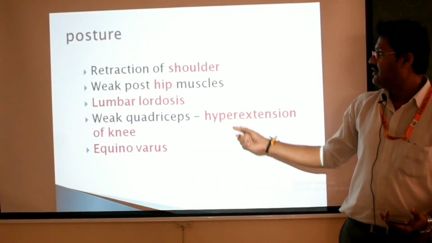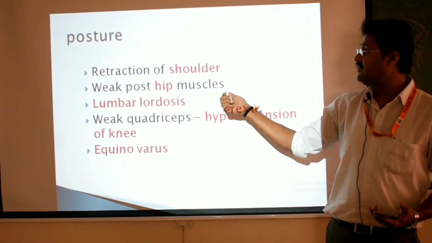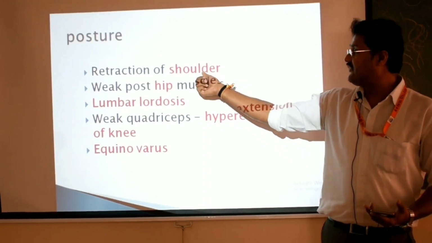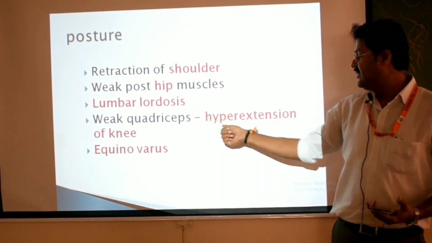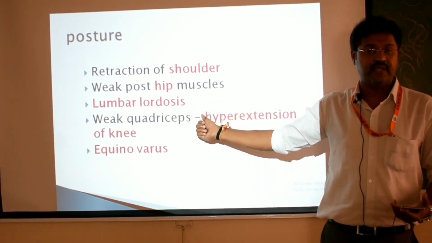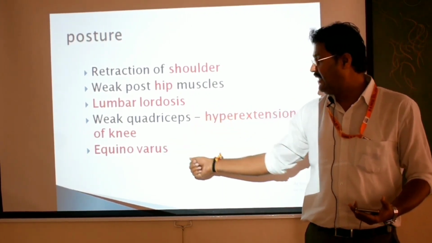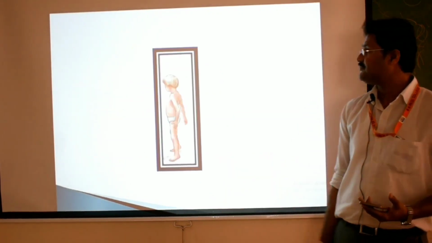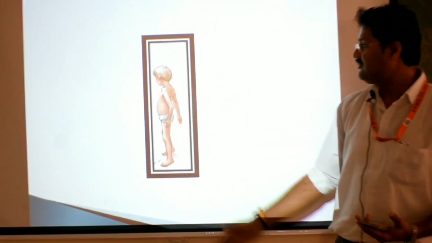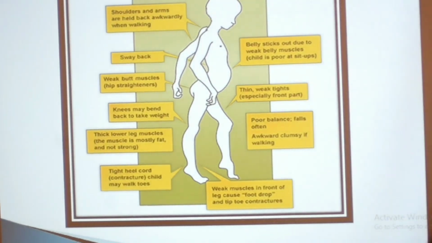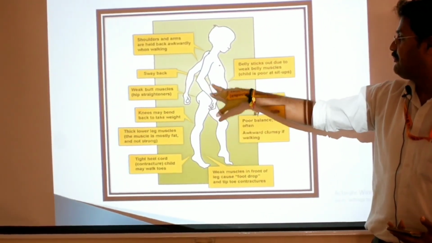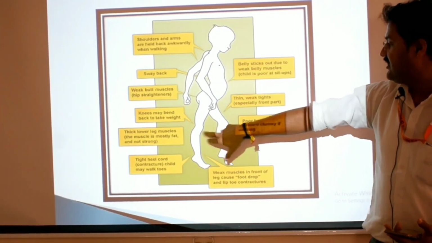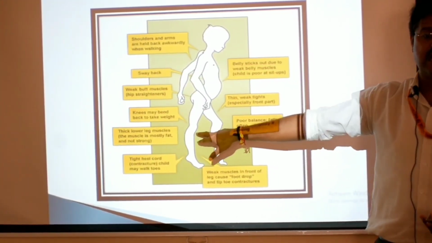Next. Also look at the posture: first, retraction of the shoulder, weak posterior hip muscles, lumbar lordosis, hyperextension of knee, weak quadriceps muscle, and equinovarus, right? This is a picture of posture. Next. This is another picture for posture, showing hyperextension, lumbar lordosis, and hypertrophy of the calf muscle.